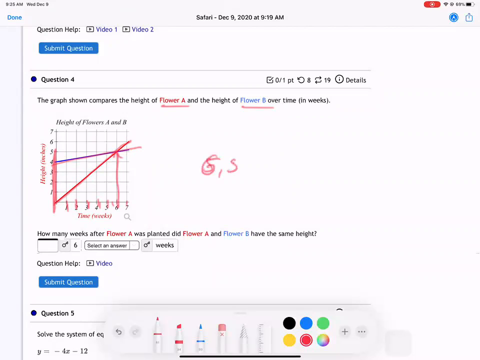6, 5. That's our point of intersection. But the question is, how many weeks? They only care about weeks. So they just want the 6. Because 6 is weeks and 5 is the inches, our height.